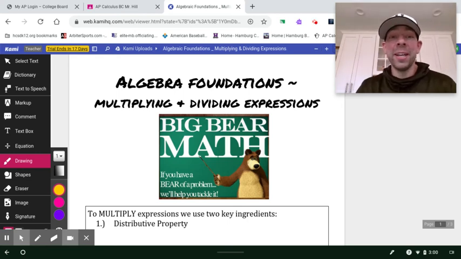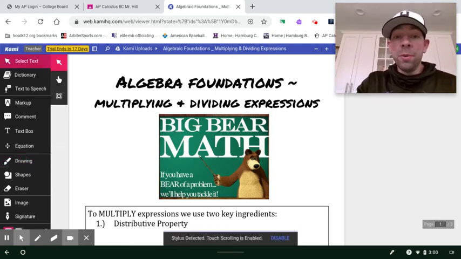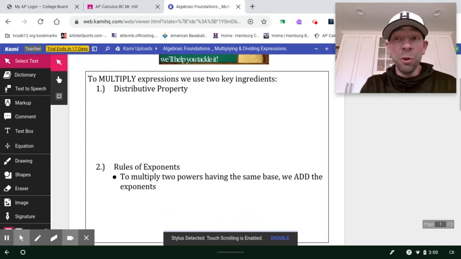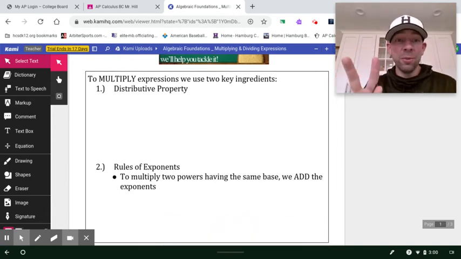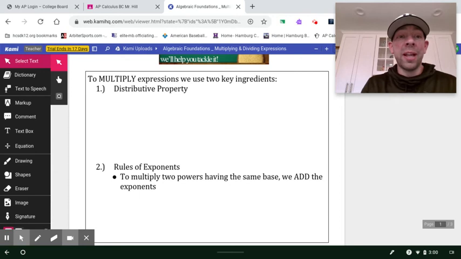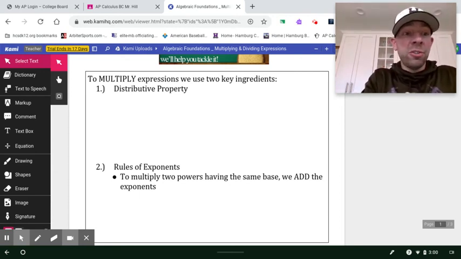Today we're going to dive right in and focus on multiplying and dividing polynomial expressions as we continue to build on our algebraic foundation. And so jumping right into multiplication here, there's two key ingredients. If we can get these two things down, we're going to have a lot of success today. And that first one is something you're probably already comfortable with, and that's the distributive property.